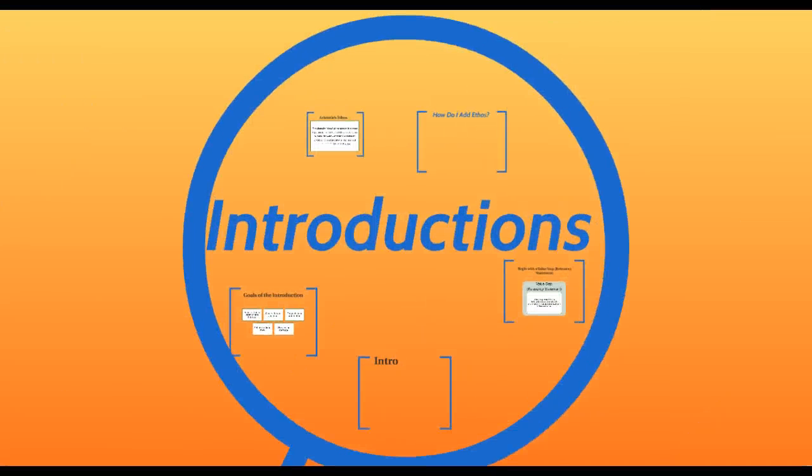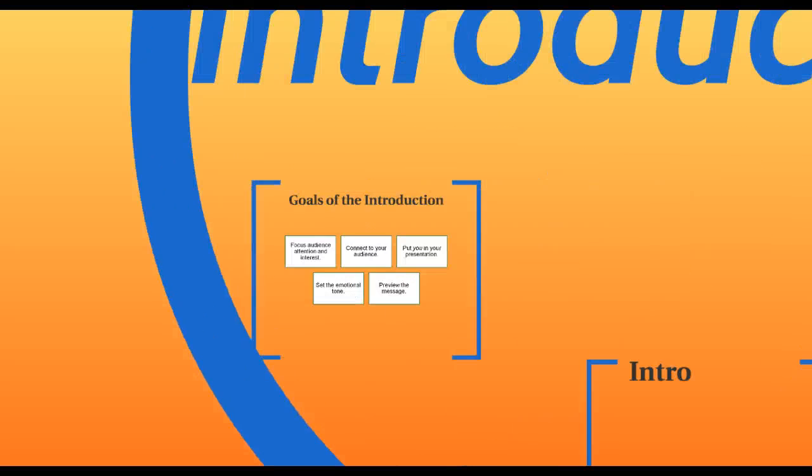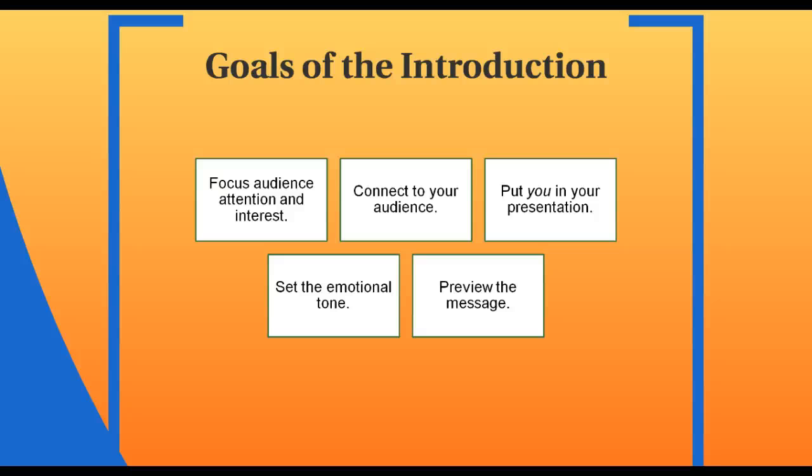So first step is the introduction. Let's talk about what you need in your introduction. There's a couple of things you want to do. You want to focus on the audience by adding interest, and that's going to be through your attention getter. You want to connect to your audience through your value step. You want to put you in your presentation. You want to set the emotional tone, and you want to preview the message so you know where the audience is going. Now, how do you actually do this?